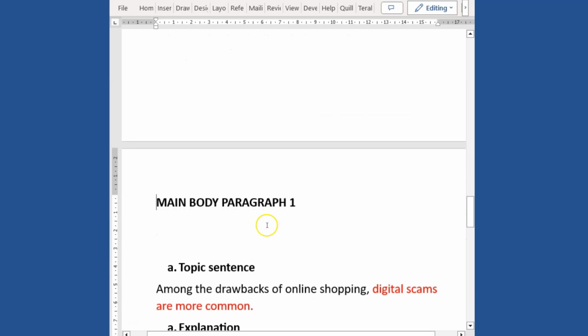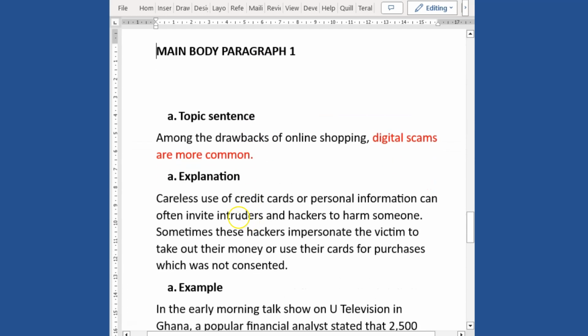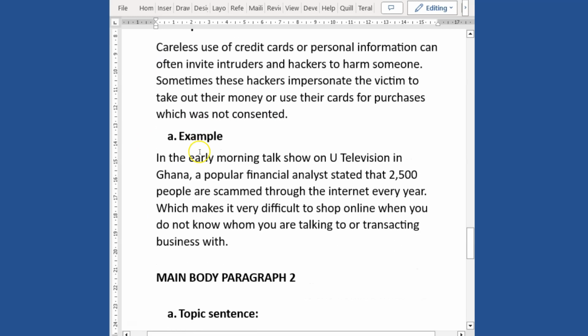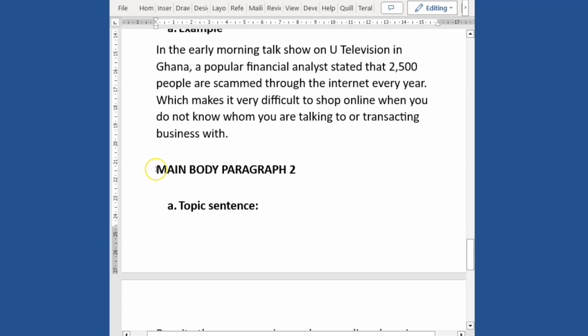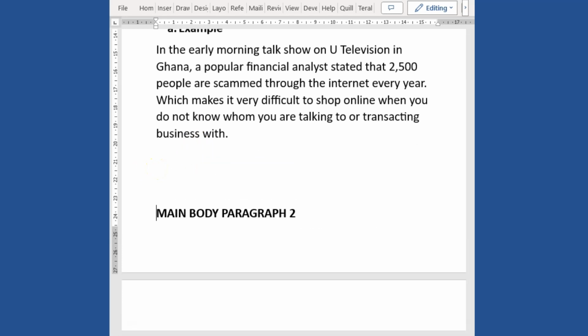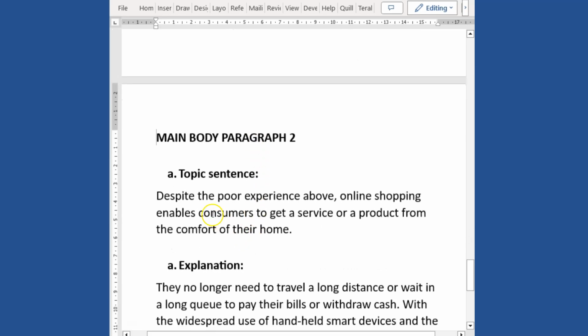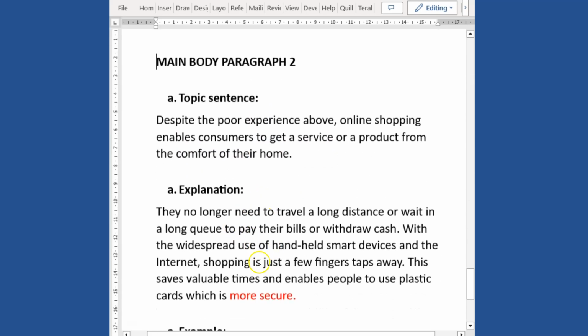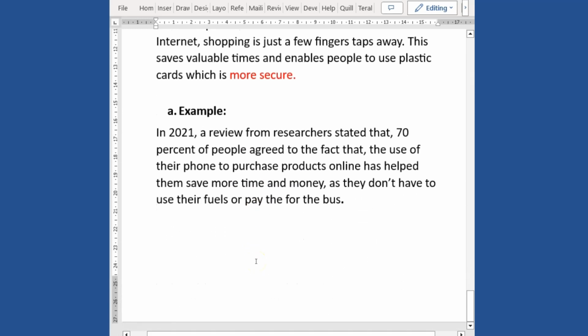All right, so after that we came to main body paragraph 1, where we dealt with the one which we do not believe in, and then we stated the topic sentence, we explained, and then we gave an example. And then in main body paragraph 2, we dealt with the one that we now believe in. We stated the topic sentence, we explained, and then we gave an example. So that's how you go about it. After that, the final part will be to give your conclusion. In the conclusion you summarize everything, and then you still come up with your opinion. You make sure that your opinion still stands throughout the whole writing.